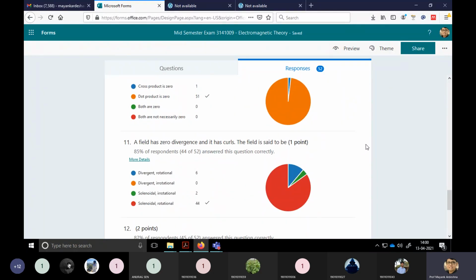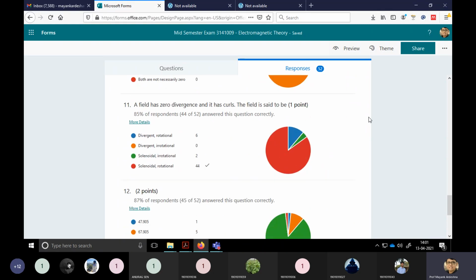Question 11: a field has zero divergence and zero curl, so the field is solenoidal as well as irrotational. Whenever you find the divergence of a vector field and the answer is 0, it is considered solenoidal. And if you find the curl, del cross A, where A is the vector, and the answer is 0, then it is considered an irrotational vector. If you get some nonzero value of the curl, then it is rotational.